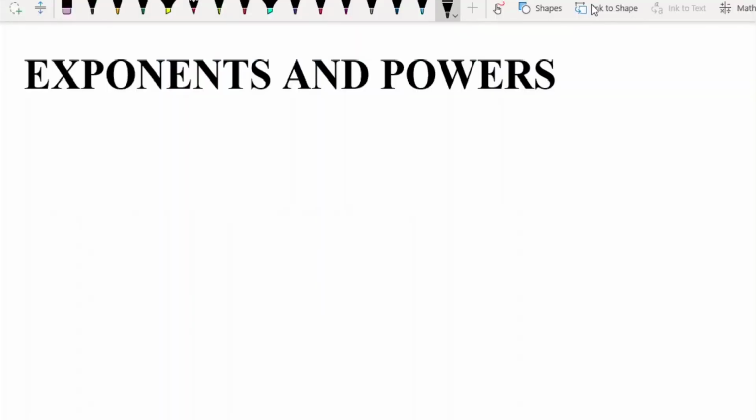In this video, we'll be learning about exponents and powers. Before starting with this chapter, we need to learn the formulas which we are going to come across in this chapter. These formulas are called the laws of exponent, and they are very important. They are the foundation of this chapter. So let us go one by one.